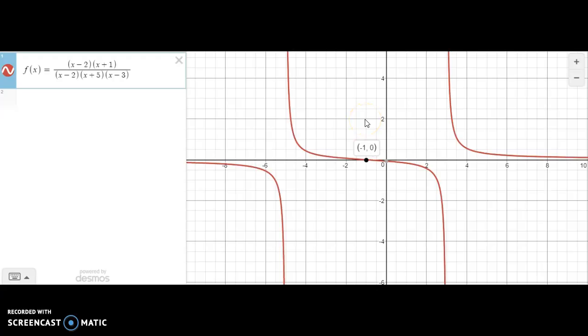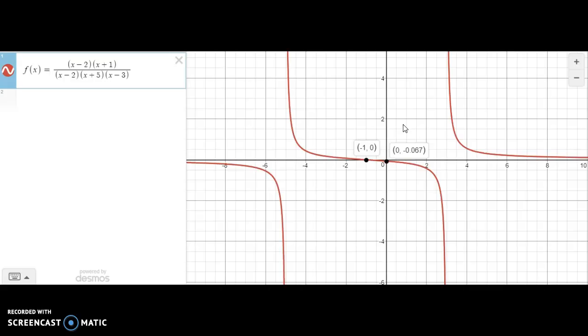Then you're going to find the y-intercept, and that is the point at which the function touches or crosses the y-axis. And in this case, you're just going to look where it crosses the y-axis, which is at (0, -0.067).